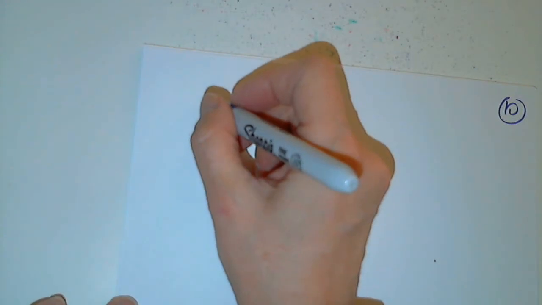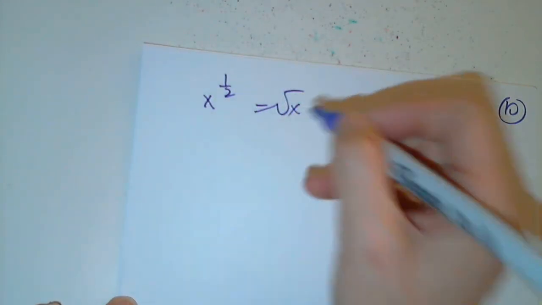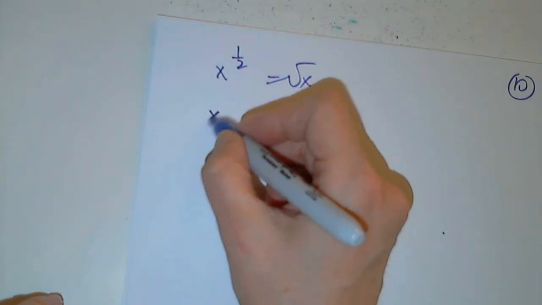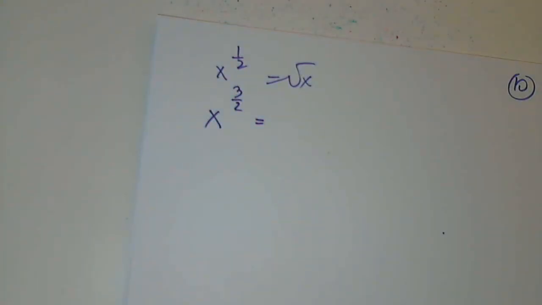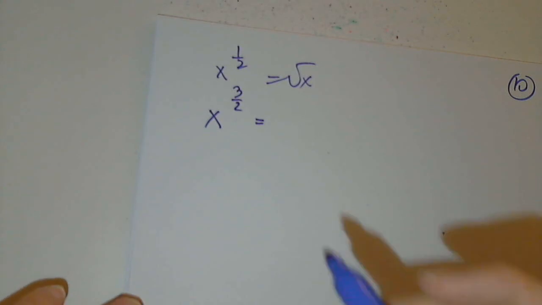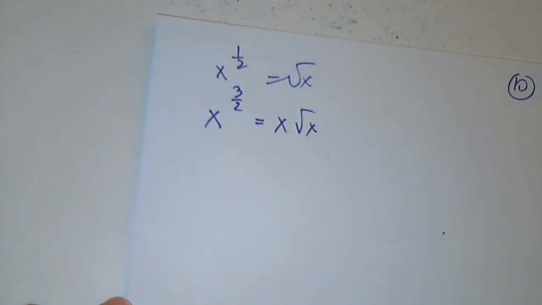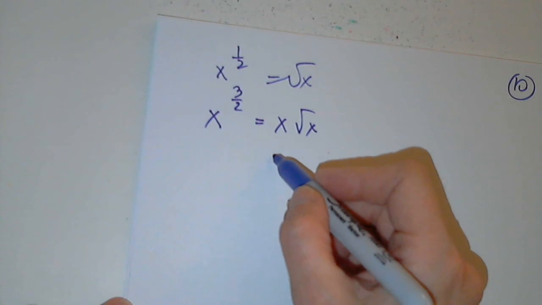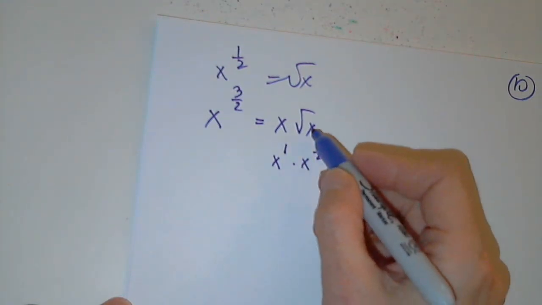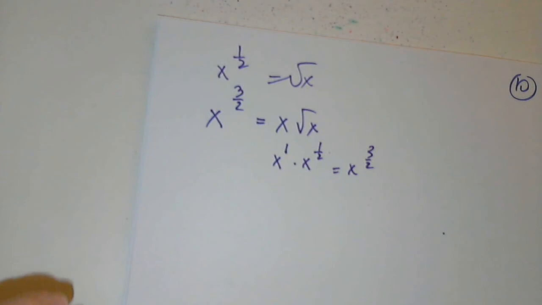So if I have x to 1/2, that's the square root of x, no one can do anything to it. But if I have x to 3/2, it will save us a lot of time if we see this. This is x times the square root of x. How come? X to the first power times x to 1/2 is x to 3/2. We're going to save a lot of time if we try to understand and remember, not memorize, but remember that x to 3/2 is a full x and the square root of x. That's always for power 3/2.